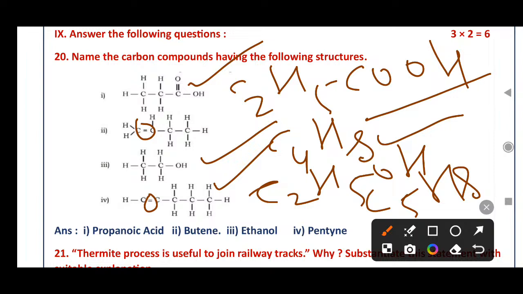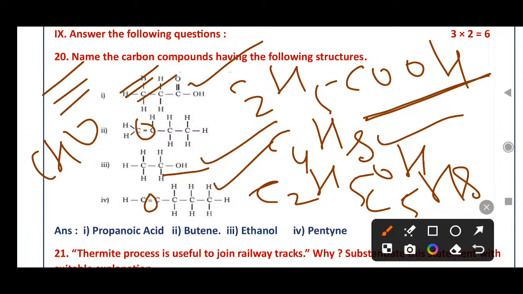Okay, based on their carbon atoms and hydrogen atoms and a functional group, you have to identify their name. COOH, carboxylic acid. Okay, then OH, alcohol. CHO, aldehyde. Okay, then single bond, alkane. Double bond, alkene. Triple bond, alkyne.